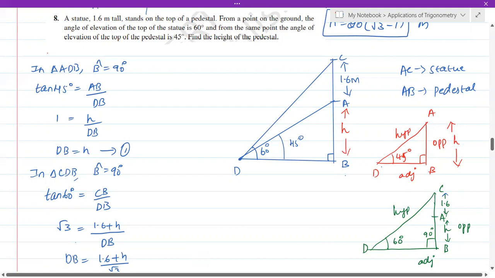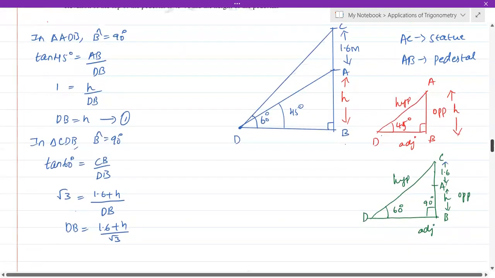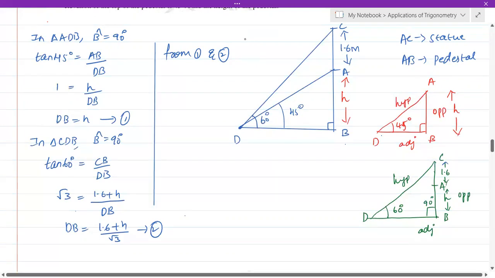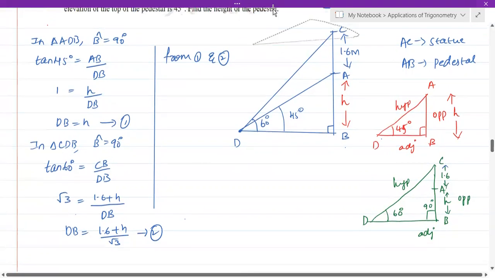Let me scroll a bit down. 1.6 plus H by root 3. So this is your equation 2. From 1 and 2, as you can see, both the places you have found DB itself, isn't it? So let's equate it. I'm sorry. In both the places we have found DB itself. Let me move this figure a bit, that side.